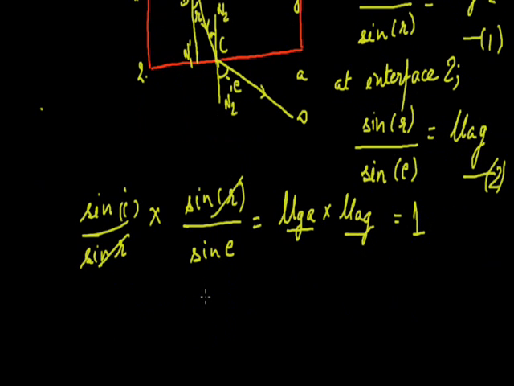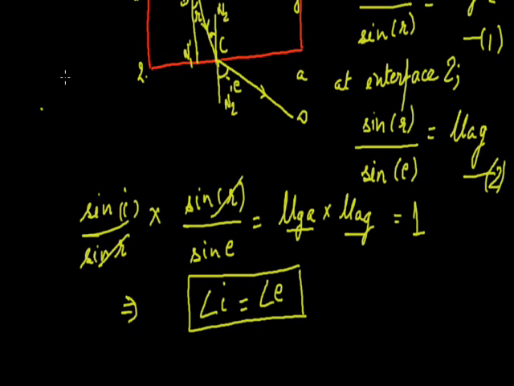So we find out that angle I should be equal to angle E, as this ratio can be equivalent only when the sine of angle of incidence is equal to the sine of angle of emergence. That's why we get the result that angle of incidence remains equal to the angle of emergence.